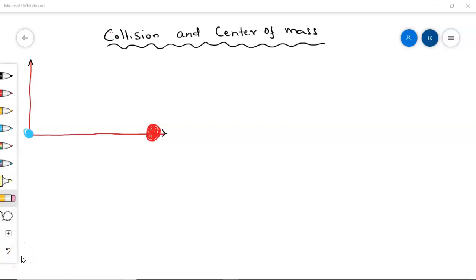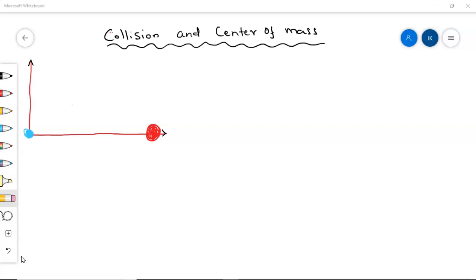Here, the center of mass and the collision, we are going to relate these two concepts to understand center of mass better. We already have learned about collisions in momentum. There are elastic collisions, inelastic and perfectly inelastic collisions. And this concept is related to center of mass. How are we relating it?